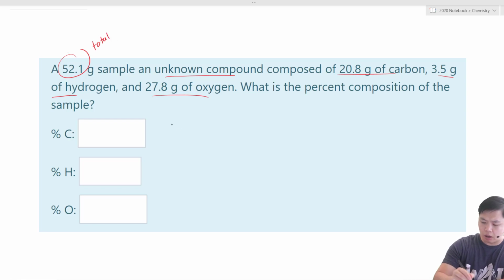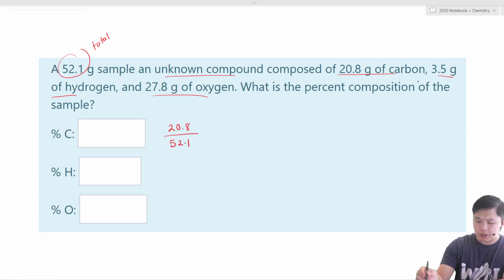So now let's go to carbon. We have 20.8 grams over 52.1. And we would do the same thing for each one of them. So we have 3.5 over 52.1. Notice how the whole doesn't change, right? And then we have 27.8 divided by 52.1.